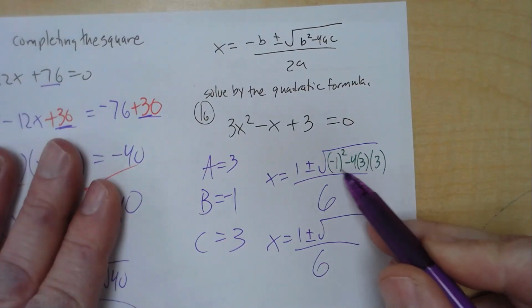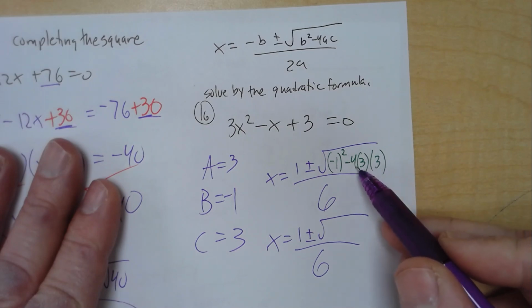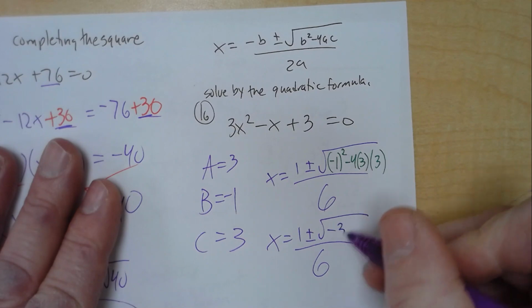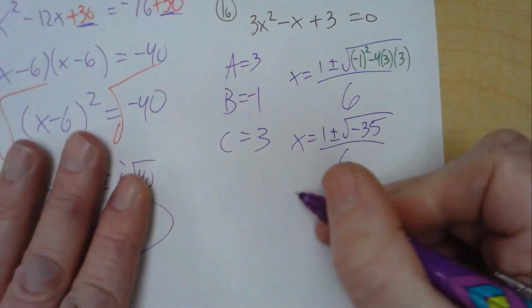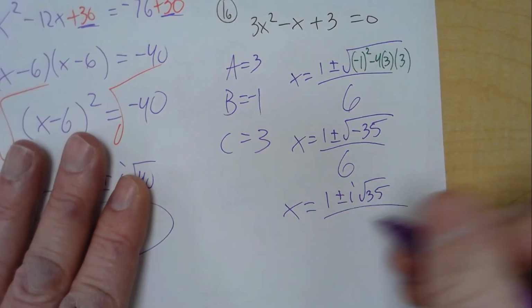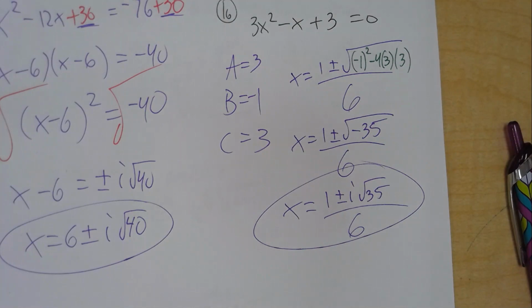And we get 1 plus or minus square root over 6. That's 1, and then 3 times 3 times 4 is 36. So it's 1 minus 36 would be negative 35. Pull that negative out, make it an I. 1 plus or minus I square root of 35 over 6. And that is the answer. Whole test, 7 minutes. Boom.